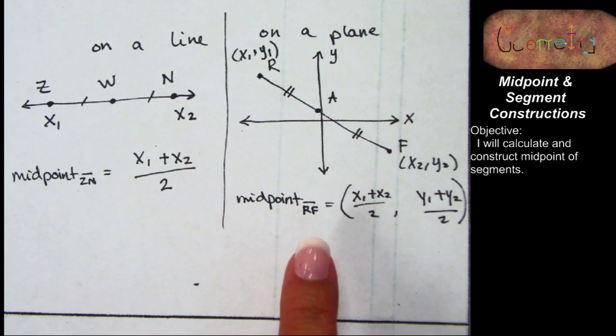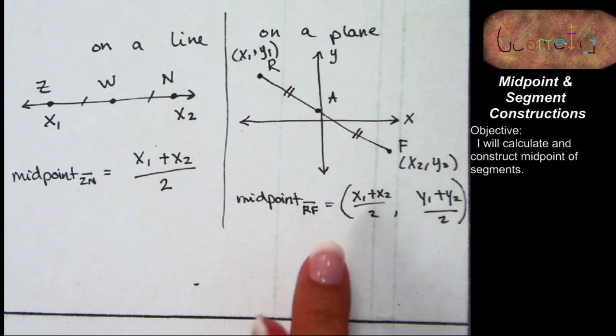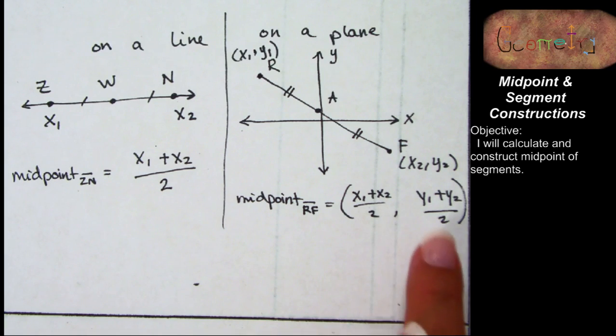Why? What is the reason that we have this extra variable in the midpoint for a plane? A plane is more than just a line. Because it's a plane, it's a little bit more than a line. We have more dimensions that we have to keep track of. Two, to be exact. Very nice.